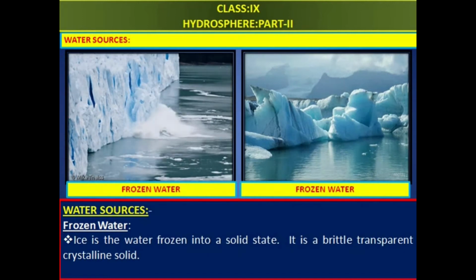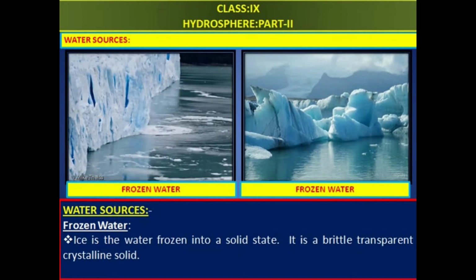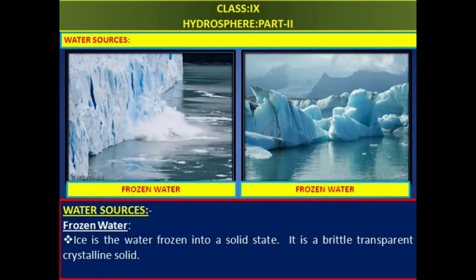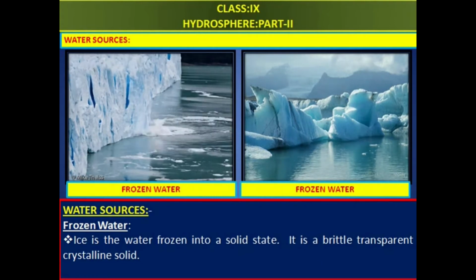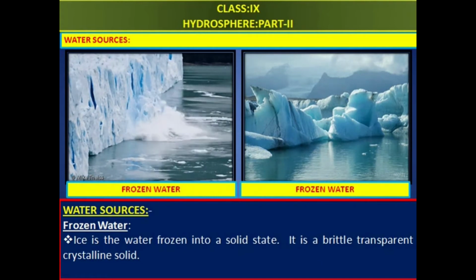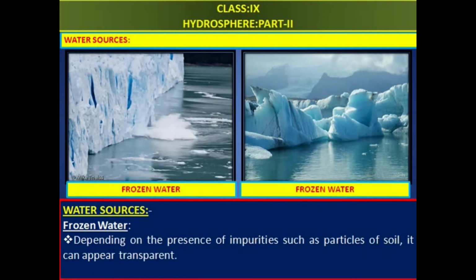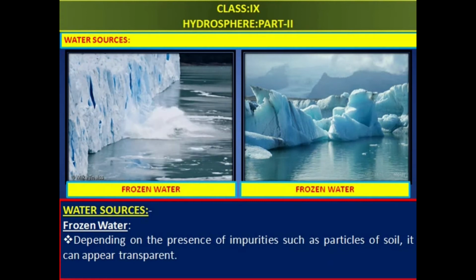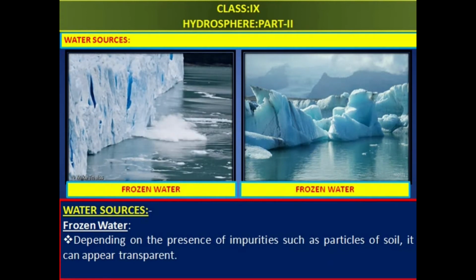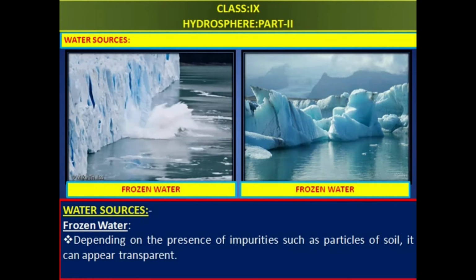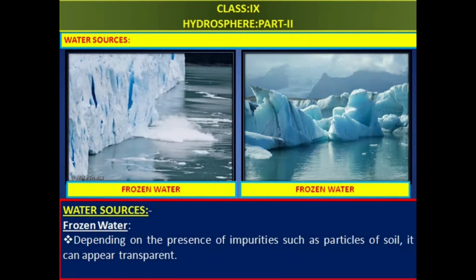Now let us know about frozen water. Ice is water frozen into a solid state. It is a brittle, transparent, crystalline solid. Depending on the presence of impurities such as particles of soil, it can appear transparent or not.